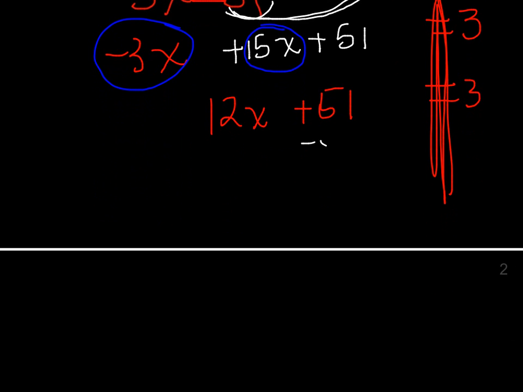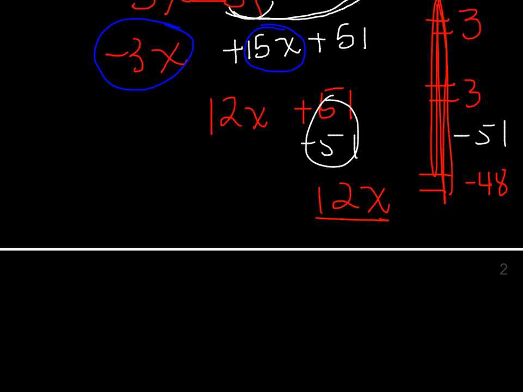We can subtract 51 from both sides. So we're getting closer to x by itself. We have 12x equals 3 minus 51, which is negative 48. So then when we divide by 12 on both sides, we get that x is negative 4. Great, so we're halfway there.